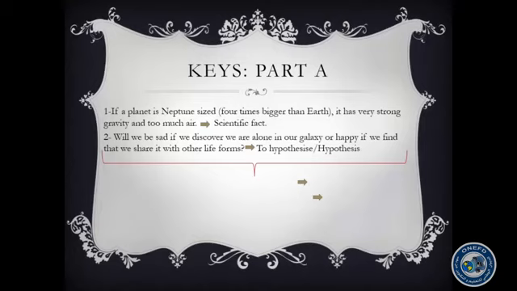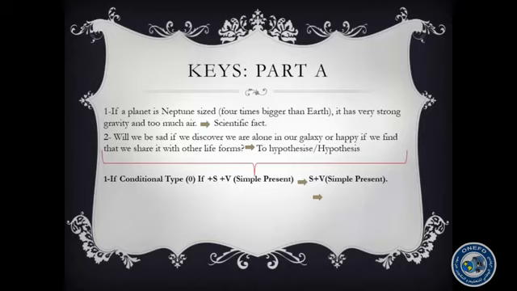So let's see together. So we have if conditional type 0. In the if conditional, we have the if clause and we have the main clause. So go back to sentence number 1. If a planet is Neptune sized, 4 times bigger than Earth, is the if clause, and it has very strong gravity and too much air is the main clause. And we said it expresses a scientific fact. So it is if conditional type 0.